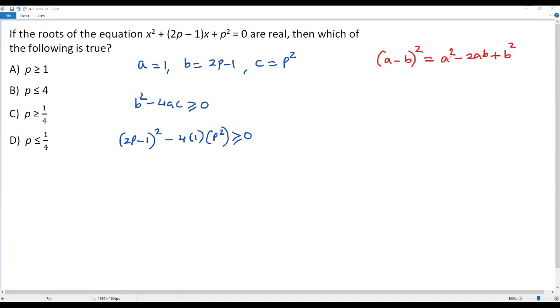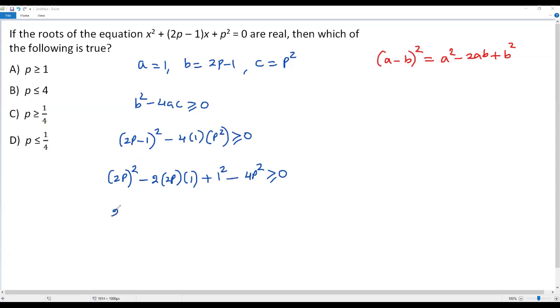When I write 2p in the place of a, I am getting (2p)² − 2 times ab. 2 times a is 2p, and b is 1, + 1². Then − 4 times 1 is 4, and 4 times p² is 4p², greater than or equal to 0. Now let's simplify this (2p)². Here inside the parenthesis 2 and p are multiplied and we have the exponent 2 in common. Whenever two terms are multiplied and we have a common exponent, we can distribute this exponent to each term.